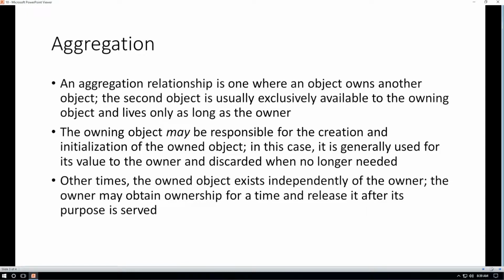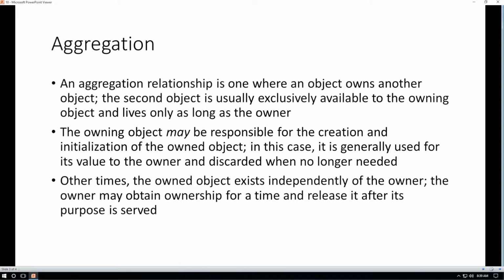It has with it the idea of ownership. The owning object often is responsible for the creation and initialization of the owned object. The owned object exists for that time for the benefit of the owner. When it's finished its usefulness, it may be destroyed and the relationship is over.